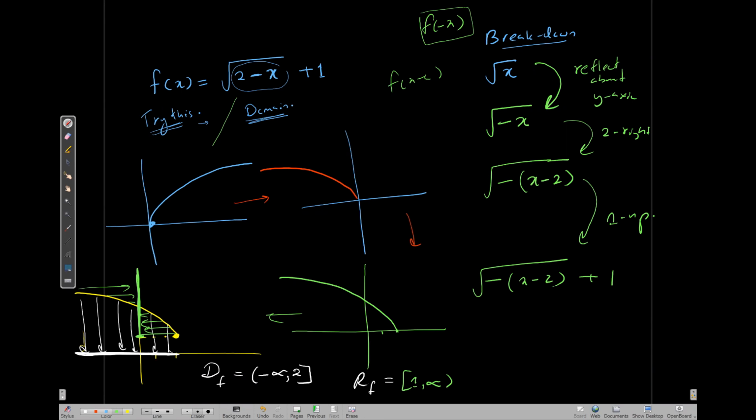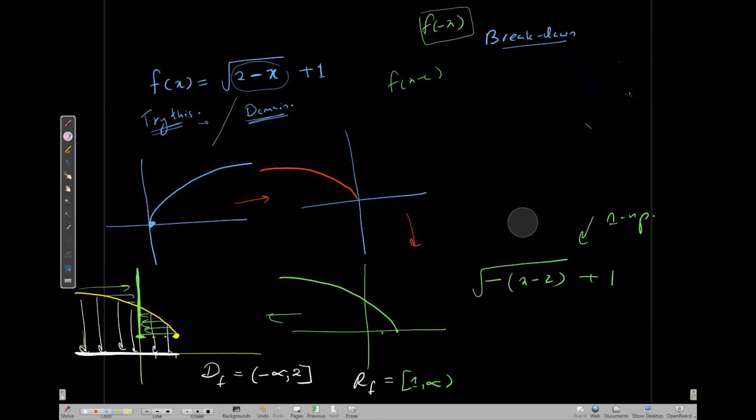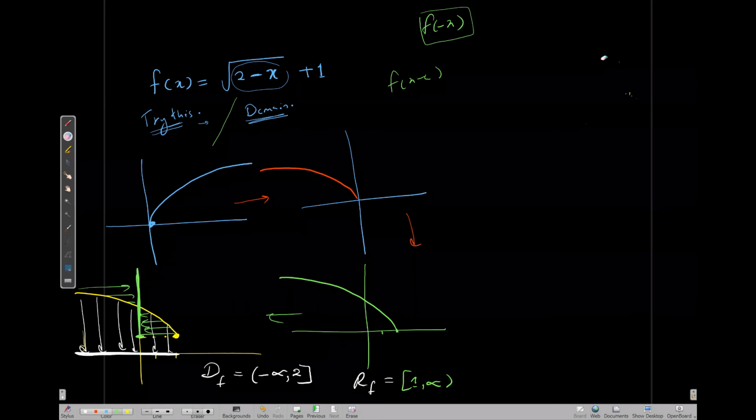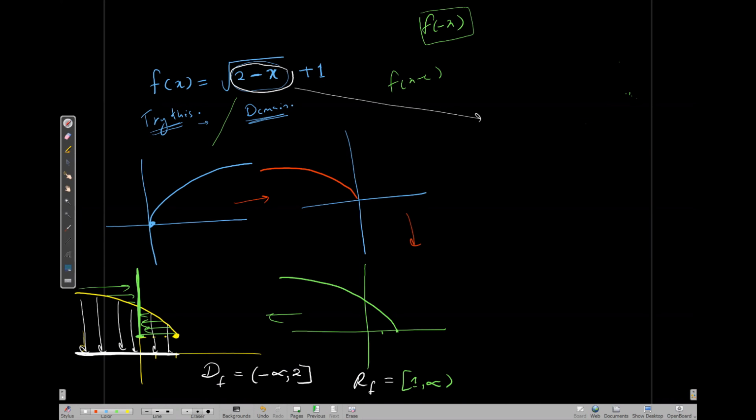Now let's talk about domain for a second. Let me erase this breakdown part because I need some space. Now domain, you can find domain actually using this part, right? Take that radicand, make it greater than or equal to 0, and when I take x to the other side, x is less than or equal to 2. Negative infinity to 2. Now this is a little tricky one.